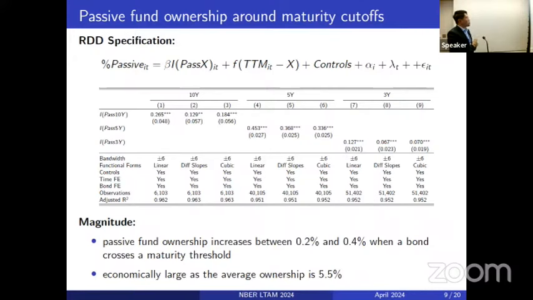We can see all coefficients are significantly positive, meaning that the passive ownership increases after crossing the maturity cutoff. The magnitude is roughly from 0.2% to 0.5%. So we believe this is economically meaningful given the sample average of passive ownership is around 5.5%.